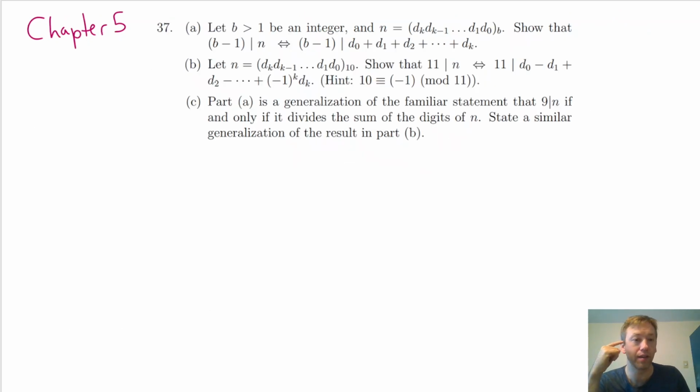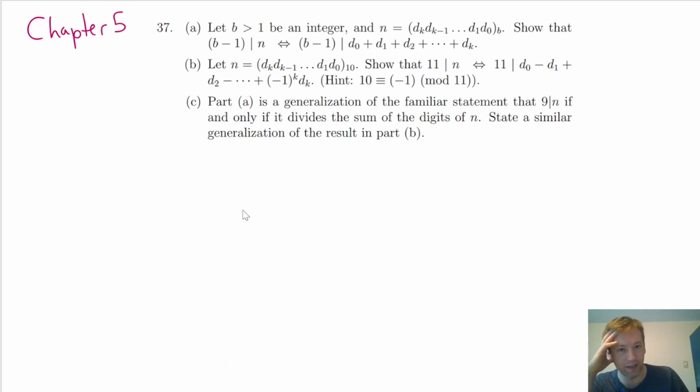Okay, so next we've got number 37 from chapter 5. We'll start with part A. So b is an integer which is greater than 1, and n is dk, dk minus 1, dot dot dot, d1, d0 in base b. And then I want to show that b minus 1 divides n if and only if b minus 1 divides the sum of the digits of n in the base b representation.